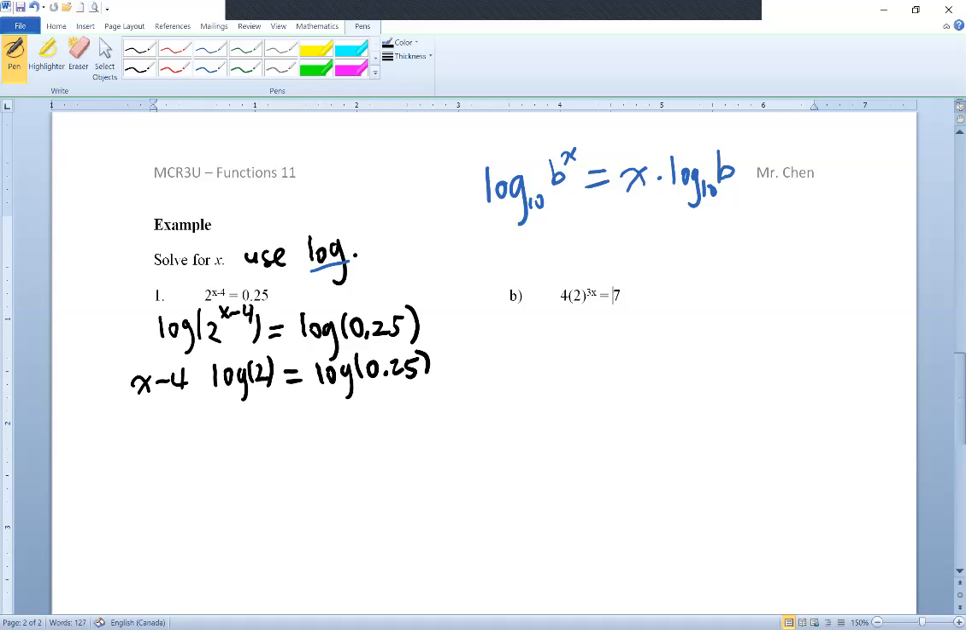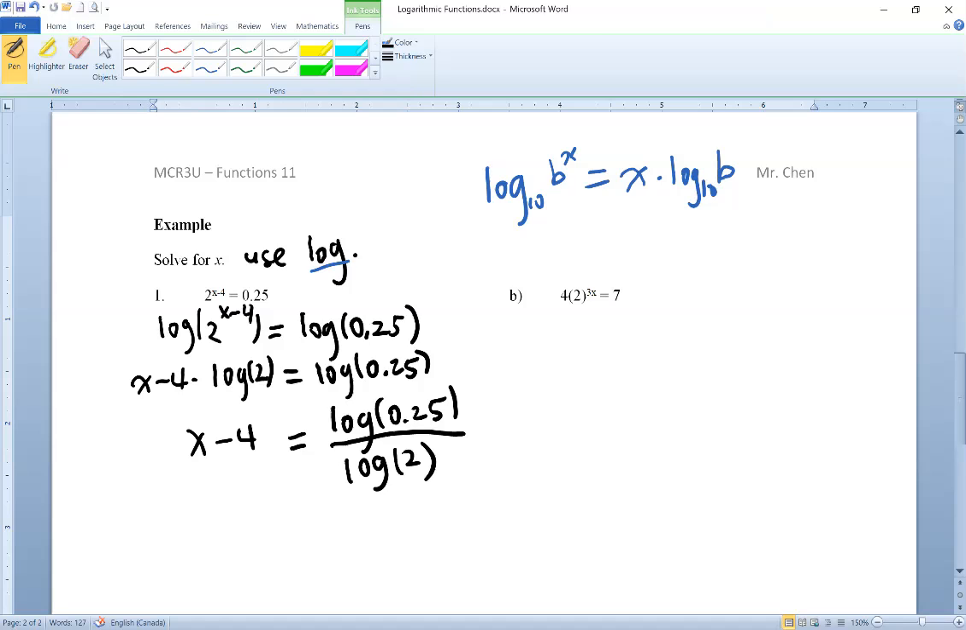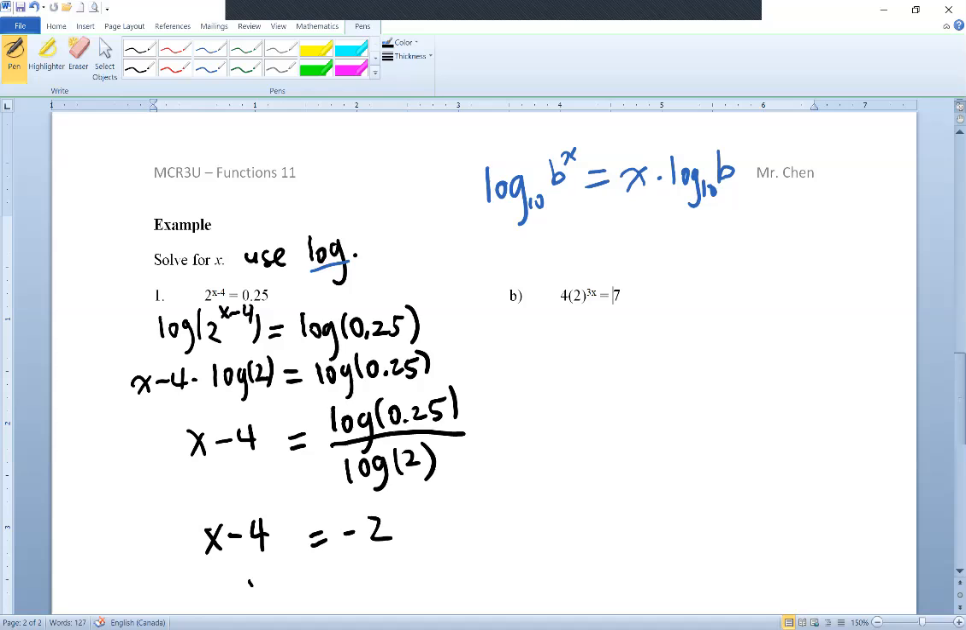And just like mathematical operations, the opposite of multiplication is division. So if we divide both sides by log of 2, you're going to get this. Okay? And then to solve for that, find on your calculator the log function of 0.25 divided by the log of 2. And hopefully you get this: x minus 4 is equal to negative 2. And then what are you going to do? Add 4 to both sides, and x equals 2.